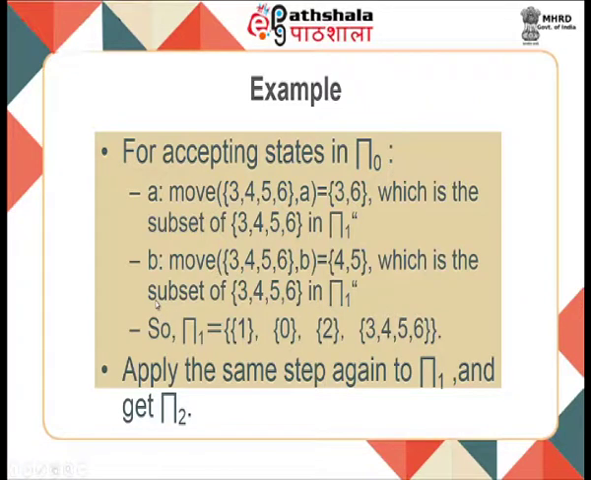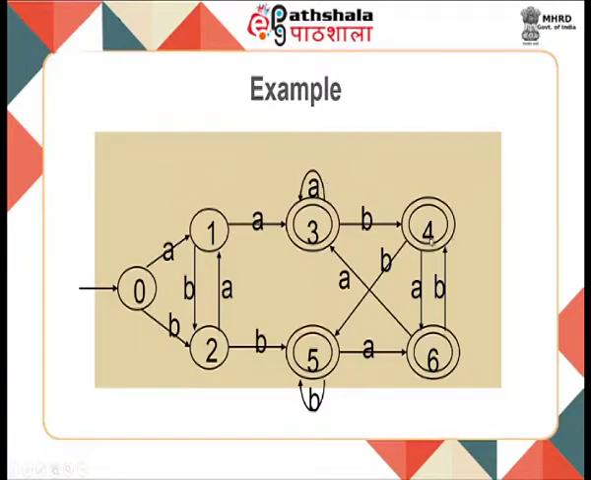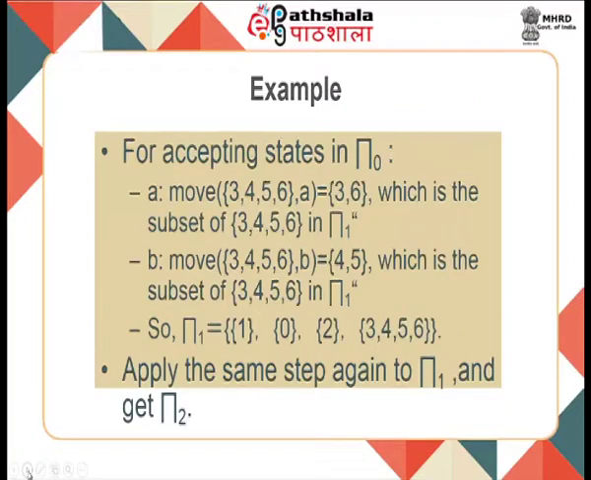Take the accepting states 3, 4, 5, 6. On A, 3 goes to 3, 4 goes to 6, 6 goes to 3, 5 goes to 6. So, 3, 4, 5, 6 is a single group. All these states on the input symbol A go only within the group, they are not deviating. Similarly, 5 on B is 5, 6 on B is 4, 3 on B is 4, so all of them go to either 4 or 5. Therefore, 3, 4, 5, 6 will be in the same group because all of them go to either 3, 6 for A or 4, 5 for B. So, I have 1, 0, 2 and 3, 4, 5, 6 as groups.